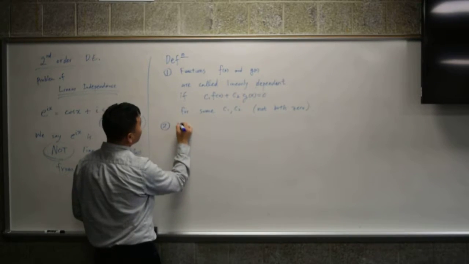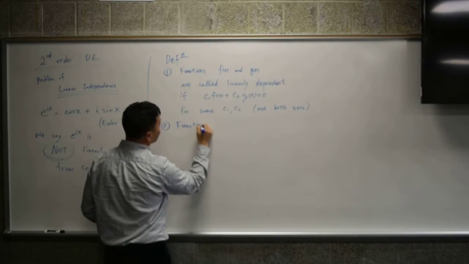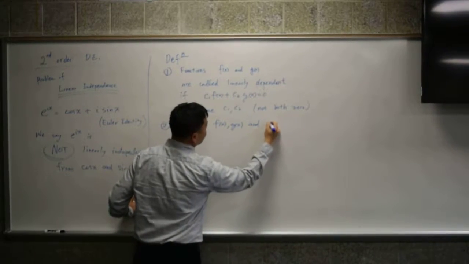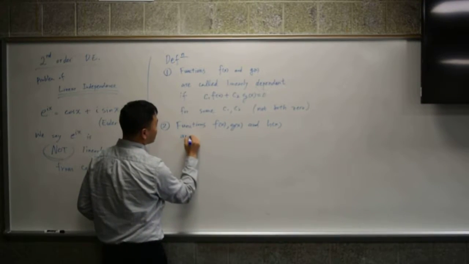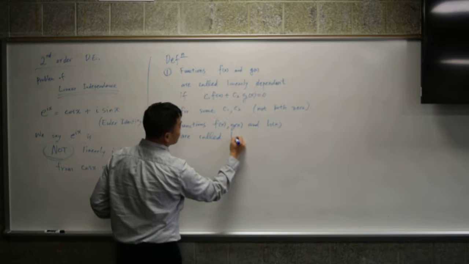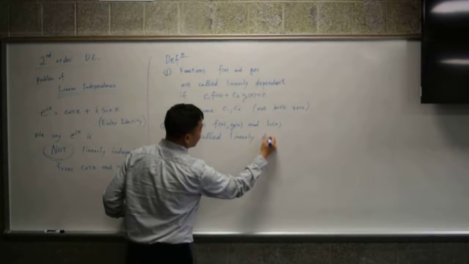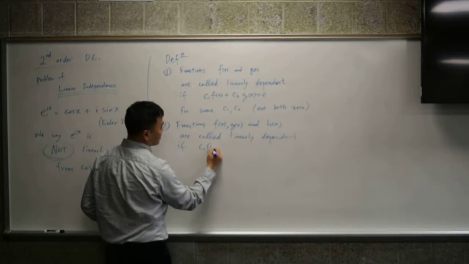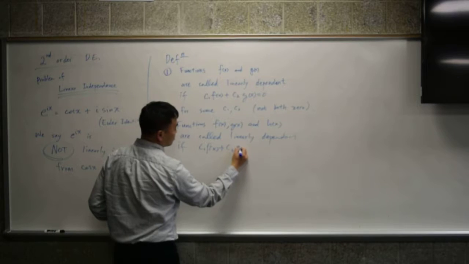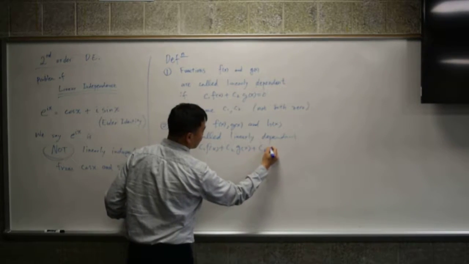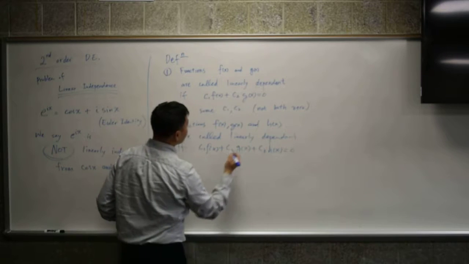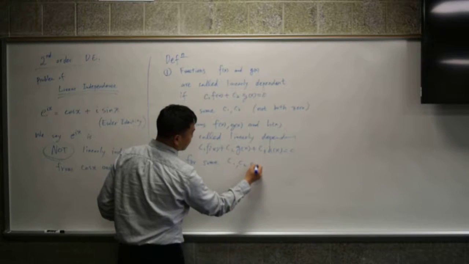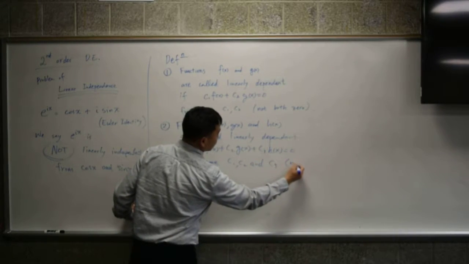Number 2. Functions f(x), g(x), and h(x) are called linearly dependent if c1 times f(x) plus c2 times g(x) plus c3 times h(x) is equal to 0 for some c1, c2, and c3, not all 0.